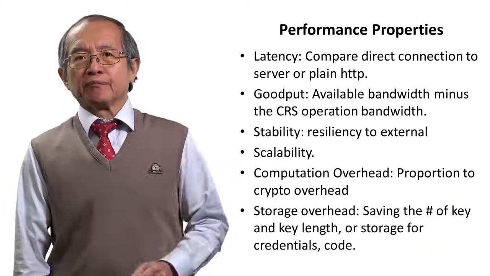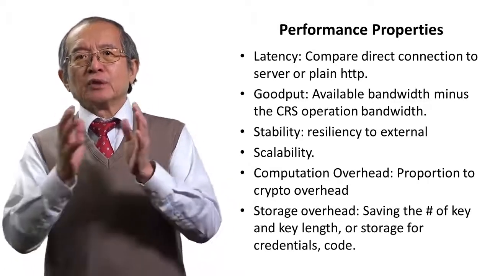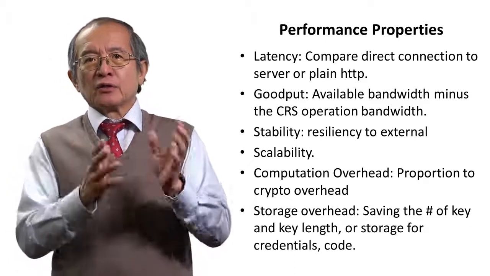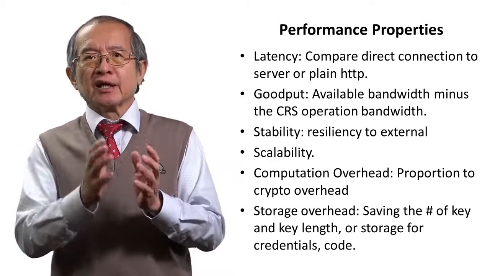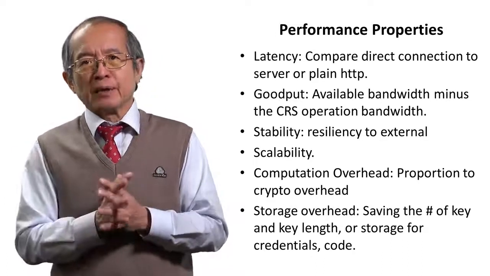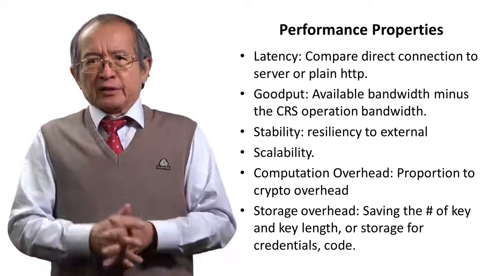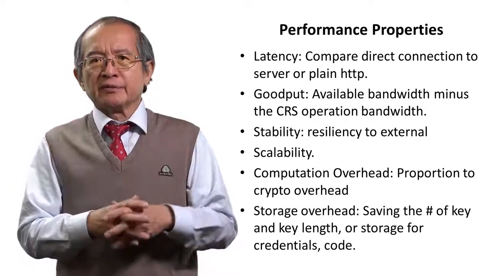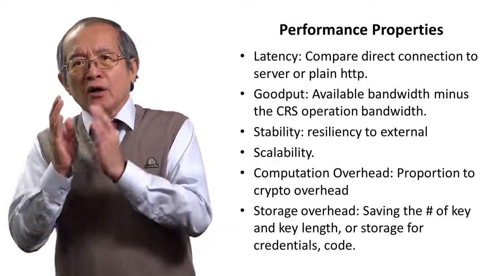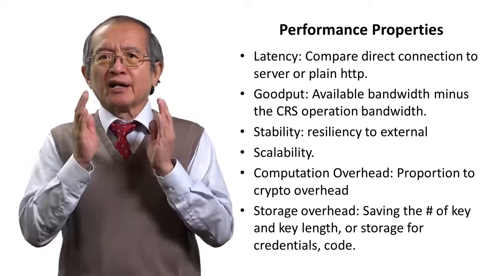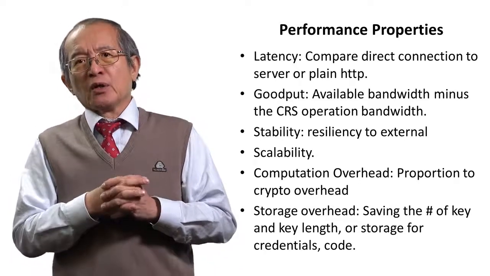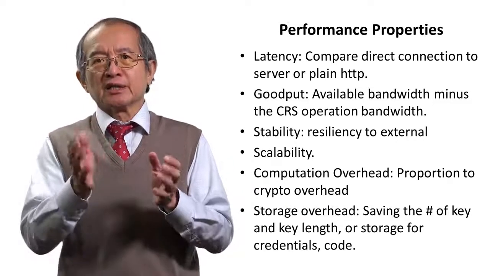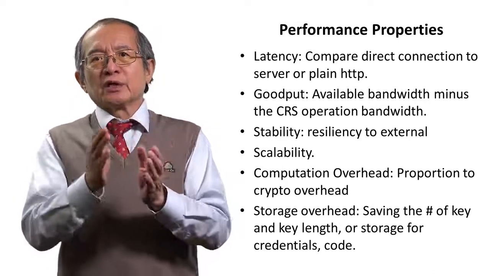Here are the performance properties. First, latency. Compare that with that of a direct connection to the server using plain HTTP. Second, goodput. This is defined as the available bandwidth to the CRS client subtracting the CRS operation bandwidth. Third, stability, resilience to external conditions beyond CRS control. Four, scalability, computation overhead. We hope the CRS authentication and encryption techniques do not add too much over the typical crypto processing overhead. Storage overhead, such as the number of keys, the key size, and storage for credentials and CRS code.